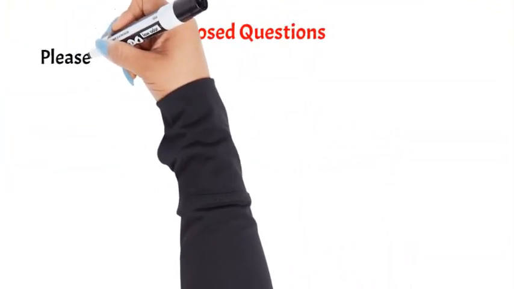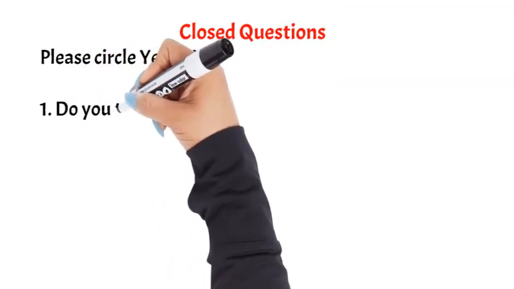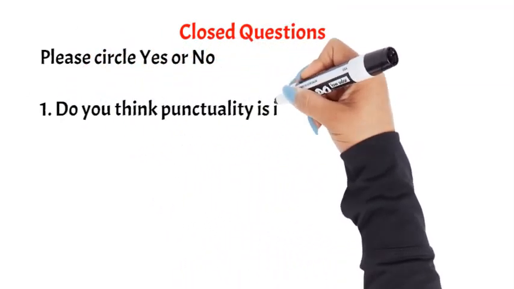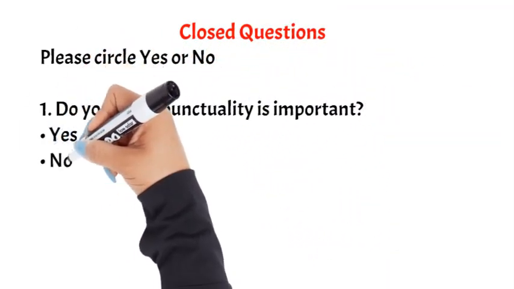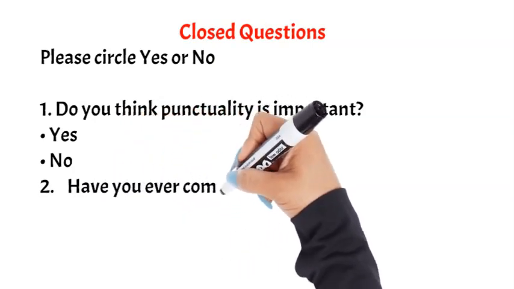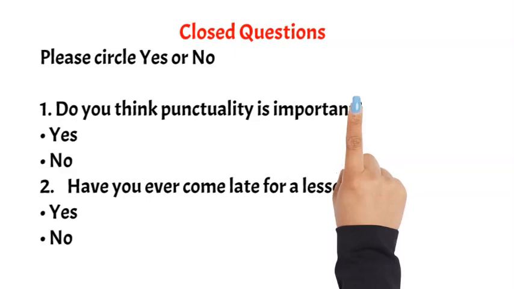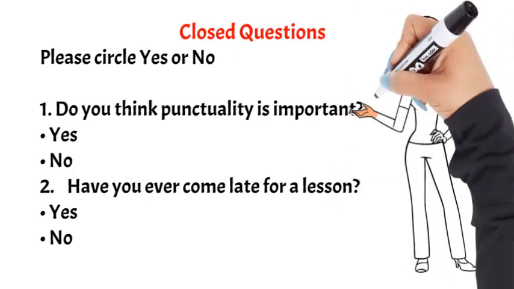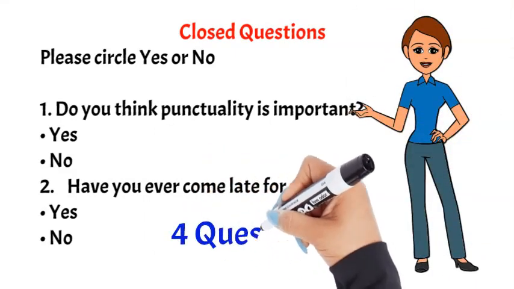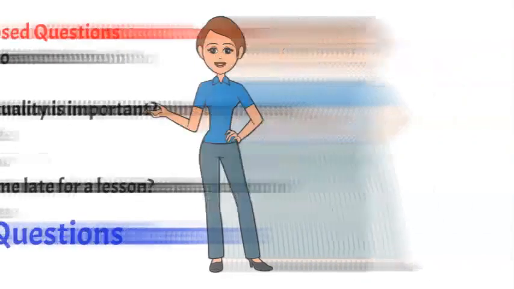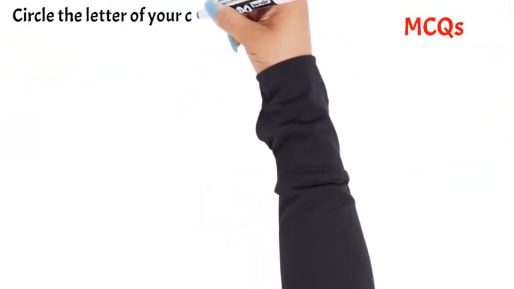First, we are going to start with closed questions. So you write very clearly, please circle yes or no. The question is, do you think punctuality is important? Yes or no. Have you ever come late for a lesson? Yes or no. So I have given you 2 questions. In total, you have to complete 4. So you are going to add 2 more to that.